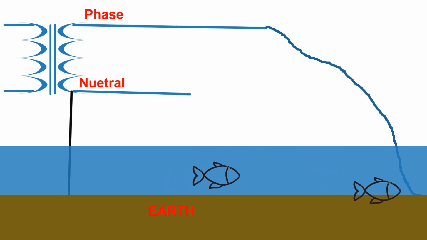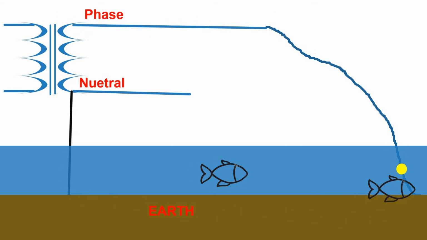But a dangerous situation comes when a fish comes in contact with the phase wire and earth together, so a huge current will flow, and the fish will die soon.